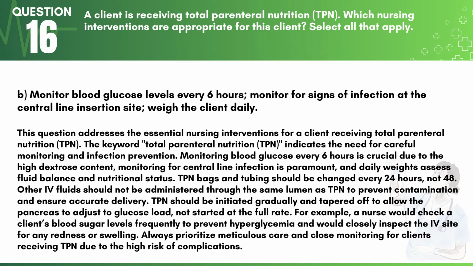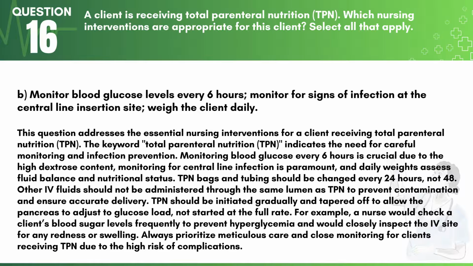Answer. Monitor blood glucose levels every 6 hours. Monitor for signs of infection at the central line insertion site. Weigh the client daily. This question addresses the essential nursing interventions for a client receiving total parenteral nutrition, TPN. The keyword total parenteral nutrition, TPN, indicates the need for careful monitoring and infection prevention. Monitoring blood glucose every 6 hours is crucial due to the high dextrose content. Monitoring for central line infection is paramount, and daily weights assess fluid balance and nutritional status.